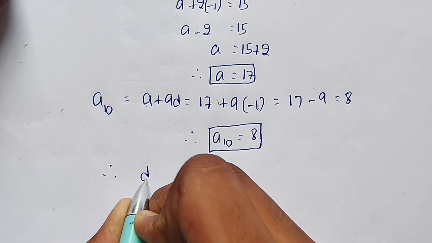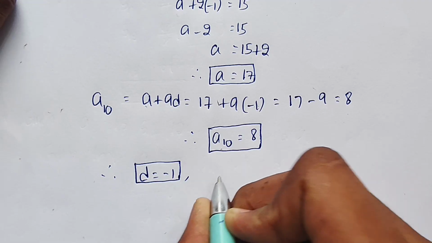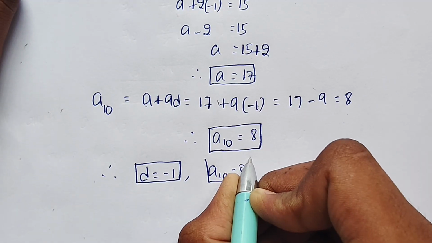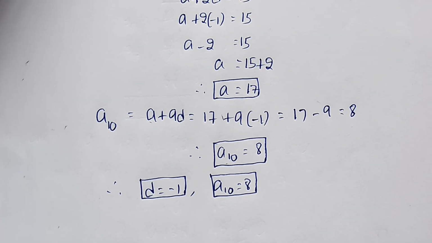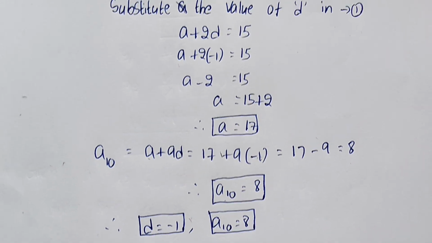Therefore, we got the value of d is equal to minus 1, and the value of a10, the 10th term of the AP, is plus 8. So we have completed this. We have completed the fourth problem. Now let's go to the fifth problem.